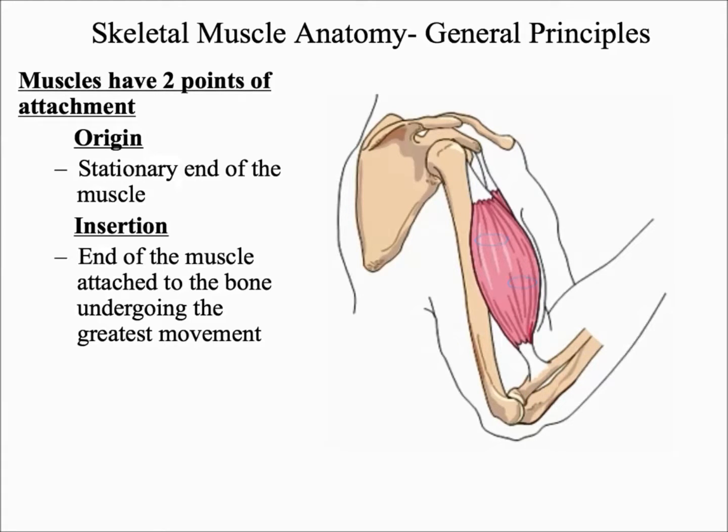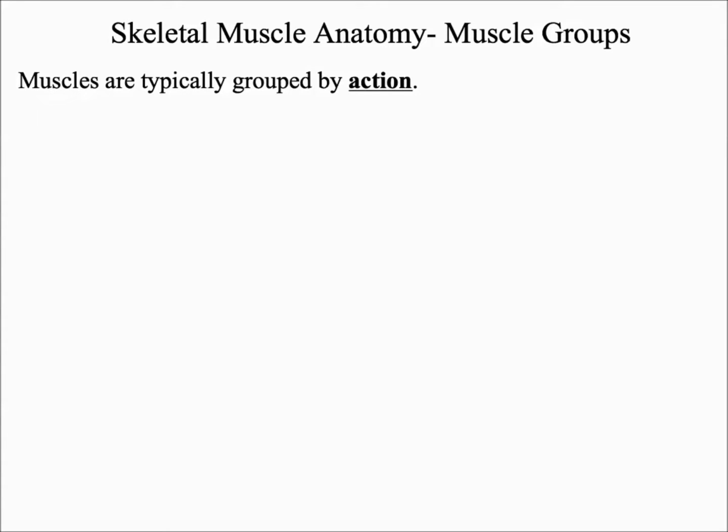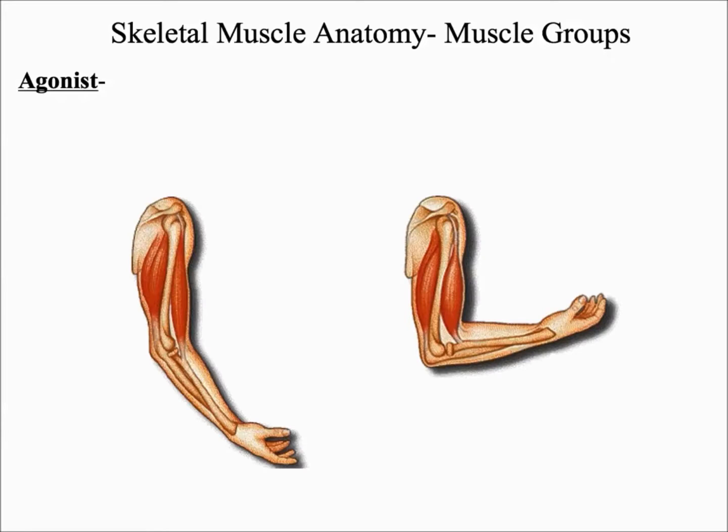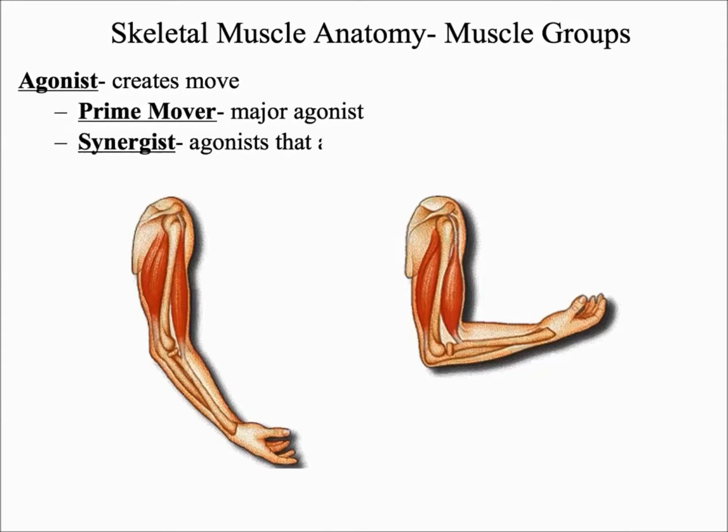Muscles are typically grouped by their actions, and there are three groups of muscles. The first group are called the agonists. The second group are called the antagonists, and the third group are called fixators. Agonists are the group of muscles that creates the movement, and there are two types of agonist muscles. The first type are called the prime movers, and the prime movers are the major muscles that perform the action. The second type of agonist is called a synergist, and a synergist are a group of muscles that aids the prime mover.